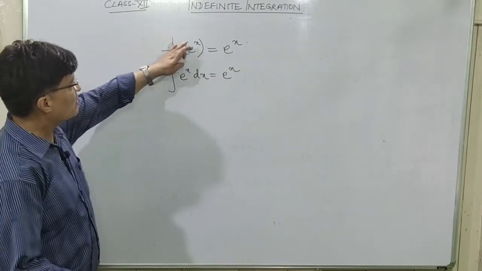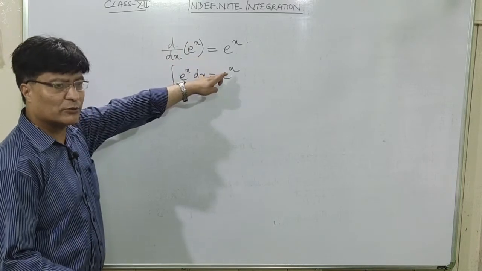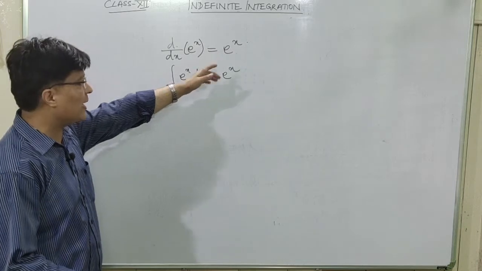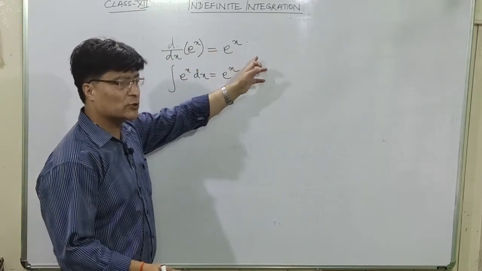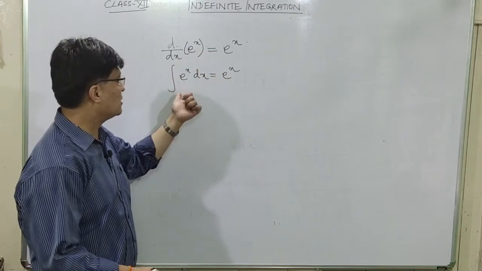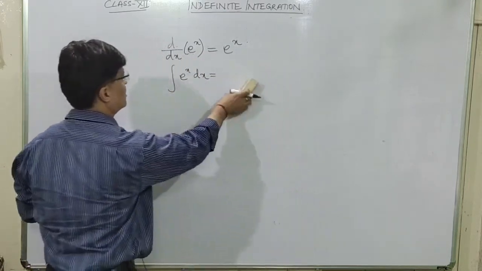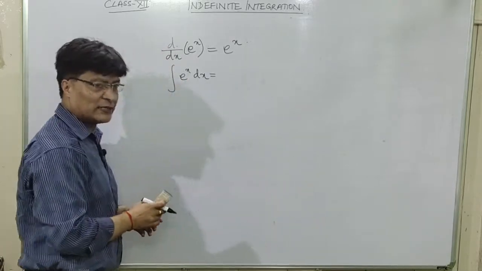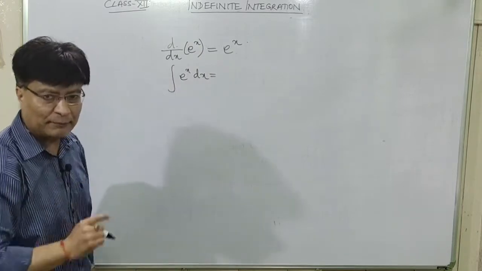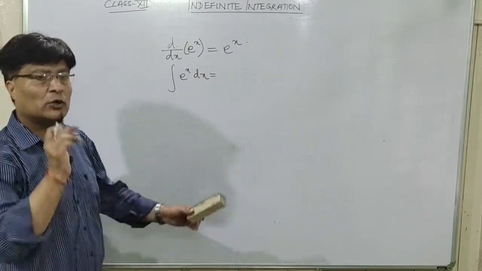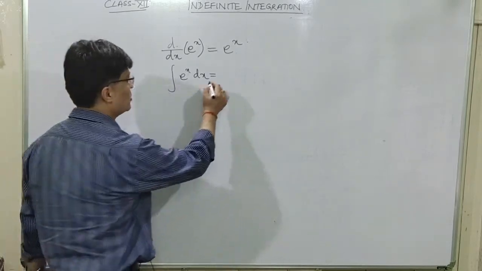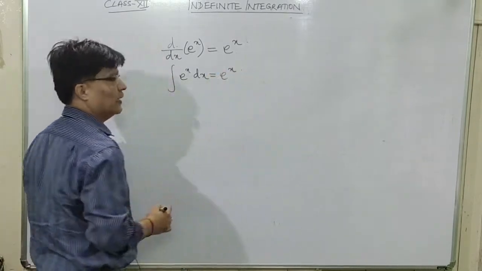So here differentiation of e to the power x with respect to x is e to the power x, you know that. Okay? In the reverse way, we can read it as integration of e to the power x with respect to x is e to the power x. Suppose you have to write down the formula for integration of e to the power x dx, then again ask yourself: differentiation of which function is e to the power x? The e to the power x. So it should be e to the power x.